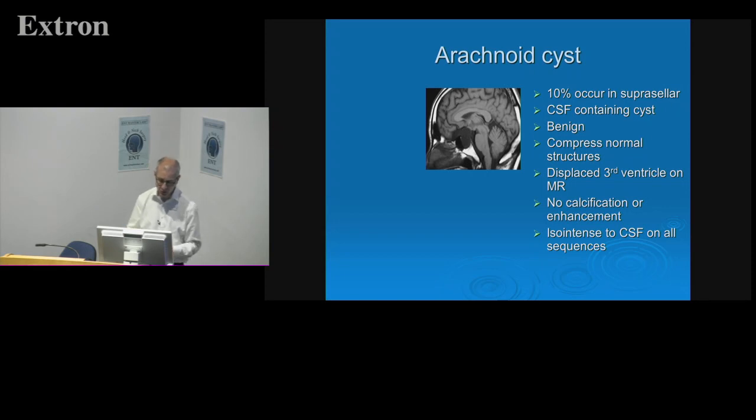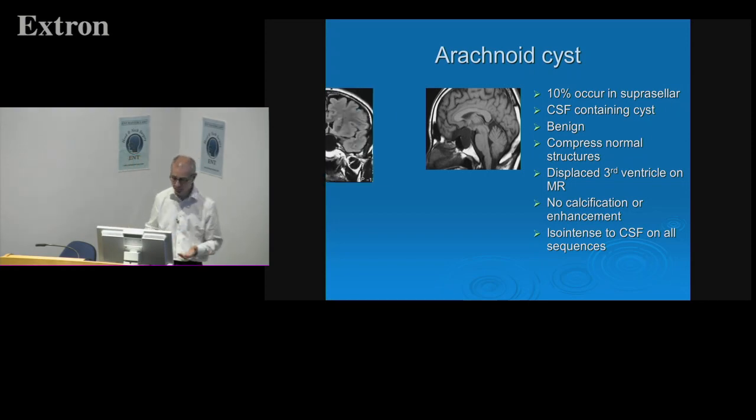Arachnoid cysts are more common than you think in this area. They can cause quite a lot of displacement of structures, but are usually incidental findings. And remember, they are isointense to CSF on all sequences, so you can use a FLAIR or DWI, diffusion weighted imaging that is, whatever it is that you use, it should be the same as the CSF, so look at the ventricle, is it doing the same thing? If it isn't, think about epidermoid.